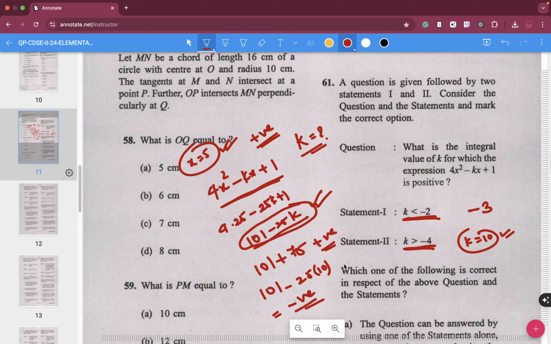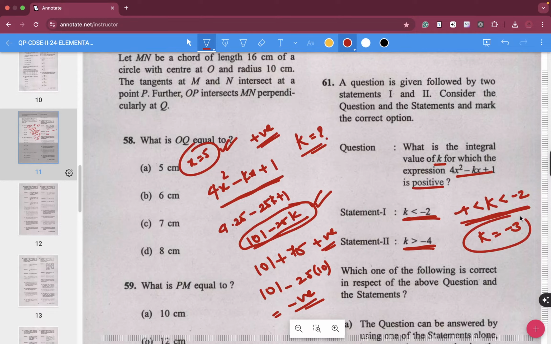So the question is asking for the integral value of k for which the expression is positive. Now if I use both the given statements together, k is less than minus 2 and k is greater than minus 4, then the value of k is minus 3. If you put k equal to minus 3 in this expression, we get 101 plus 75, which is 176. Positive is what we are getting.